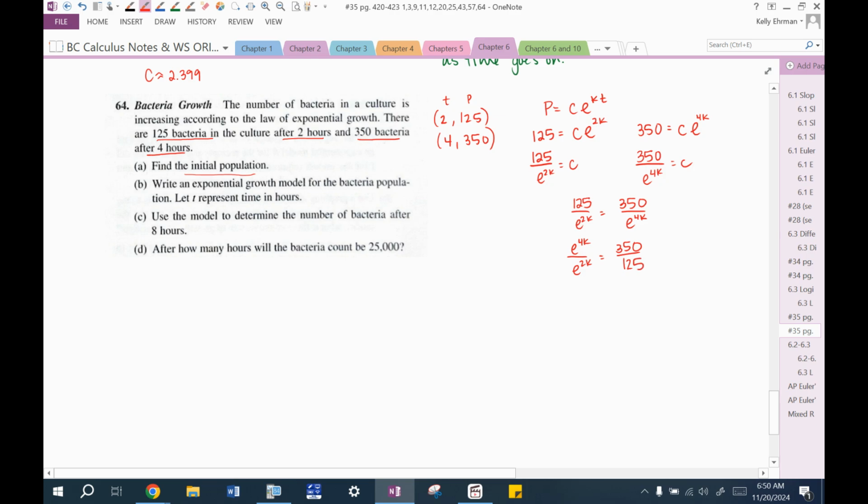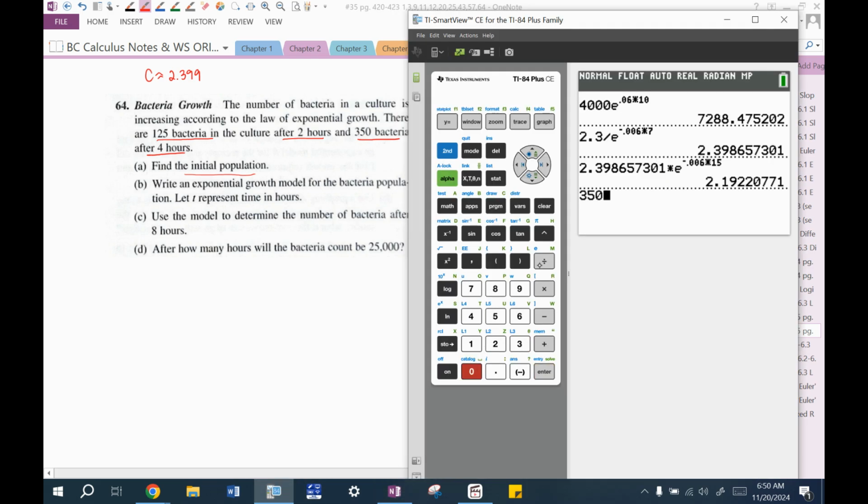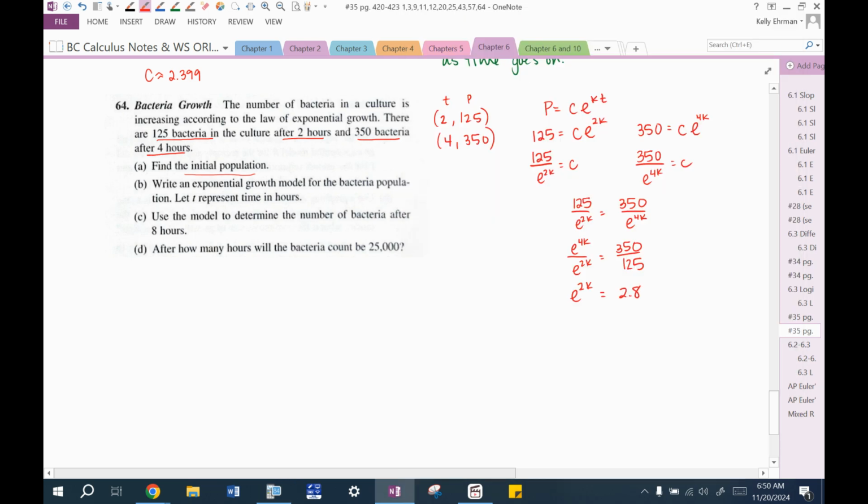So when I subtract these exponents, e to the 4k minus 2k is e to the 2k. And what is 350 divided by 125? 2.8. Okay? And then we can natural log both sides so that we get 2k equals natural log of 2.8. And k is equal to natural log of 2.8 divided by 2. And then if we know k, then we also know C.